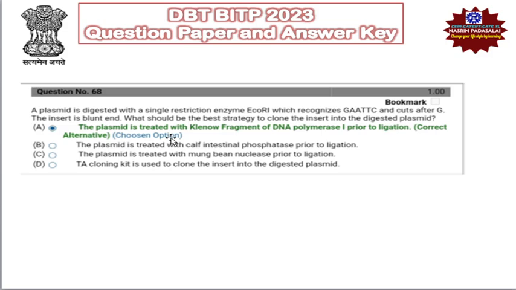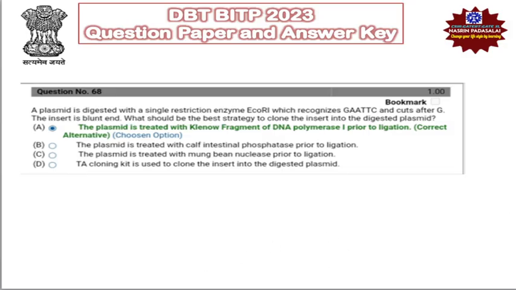Okay, so what should be the best strategy to clone the insert into the digested plasmid? The correct answer for this question is that the digested plasmid should be treated with the Klenow fragment of DNA polymerase prior to ligation. So what will this particular enzyme, the Klenow fragment of DNA polymerase, be doing?